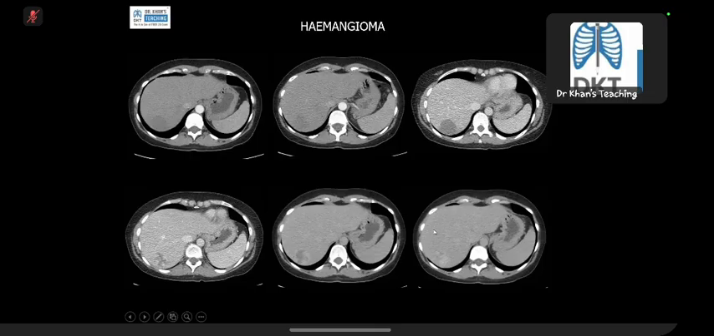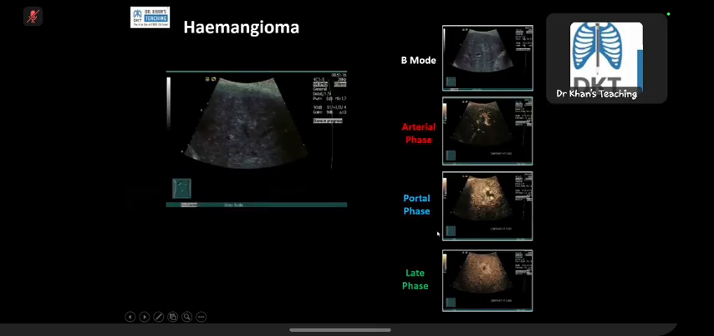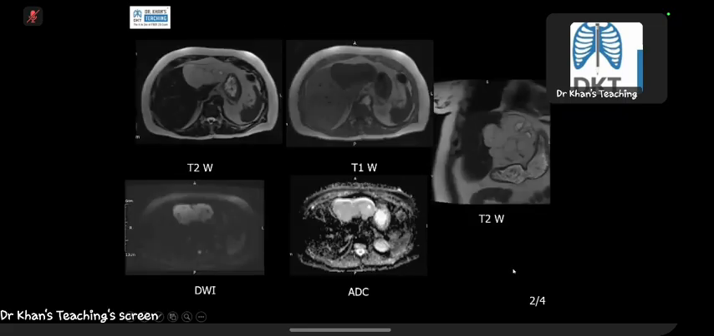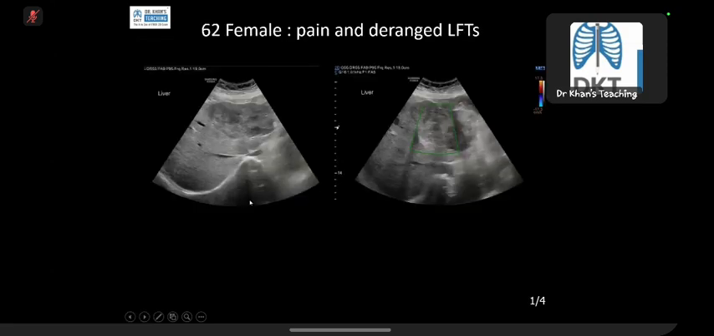Now on MR, of course, so this is a contrast ultrasound. And on contrast ultrasound, you can see this nodular enhancement with centripetal extension. The central part is a scar, which has not enhanced. And sometimes there is a small bit of thrombosis inside the hemangioma. So this is a case of hemangioma on an MR.